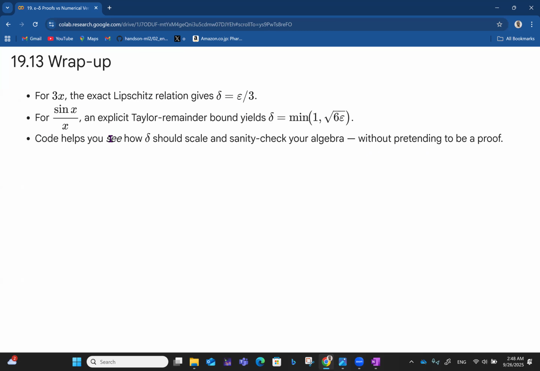So the code helps you to see how delta should scale and sanity check your algebra without pretending to be a proof. It's just to check and it's not a proof. If you want a conclusive proof, epsilon-delta proofs work best, but numerical values give you intuition. And with this, we come to the end of this interesting video about epsilon-delta proofs, which shows us a rigorous way of proving limits, and then we have numerical ways of seeing how things go.